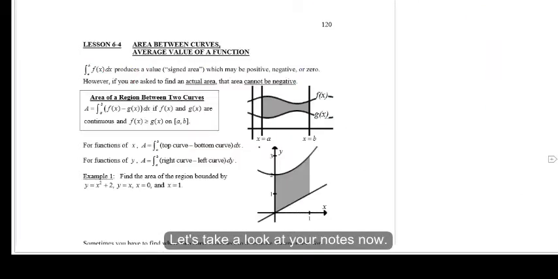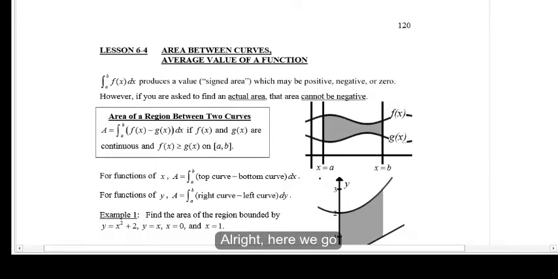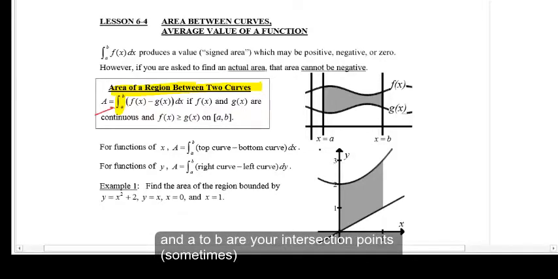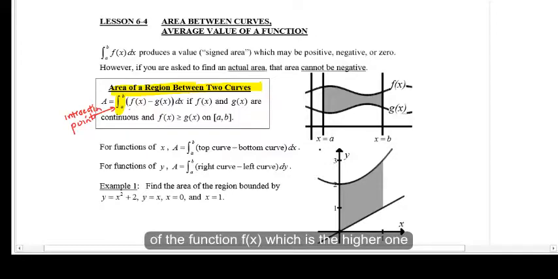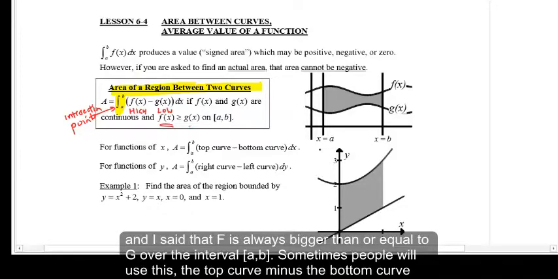Let's take a look at your notes now. Alright, here we go. So, like what I just said earlier, the area of a region between two curves is really the integral from a to b, and what's in a to b are your intersection points, of the function f of x, which is the higher one, minus g of x, which is the lower one. And you've got to make sure that both f and g are continuous functions, and like I said, f is always bigger or equal to g over that interval ab.